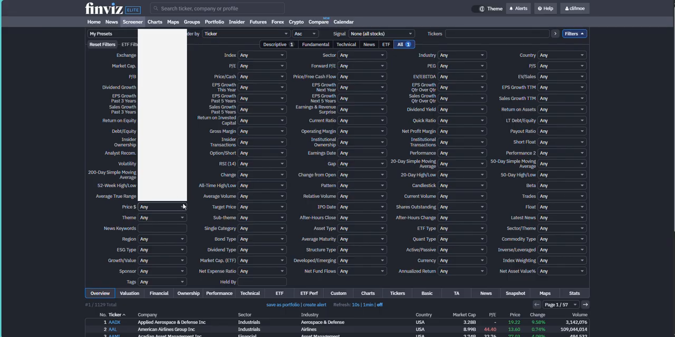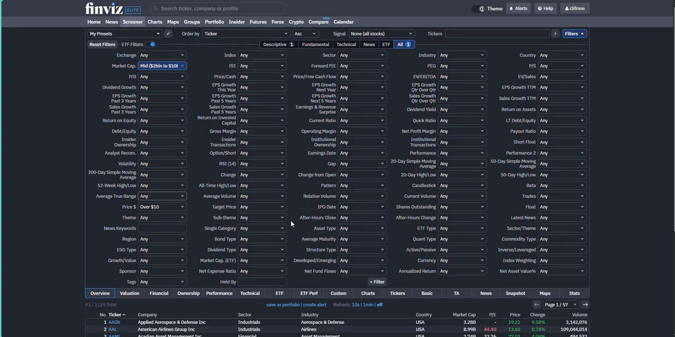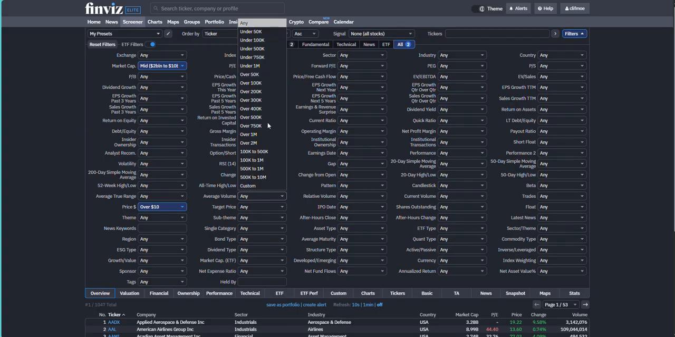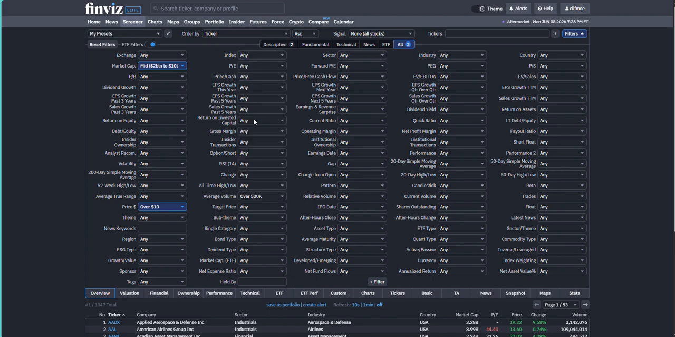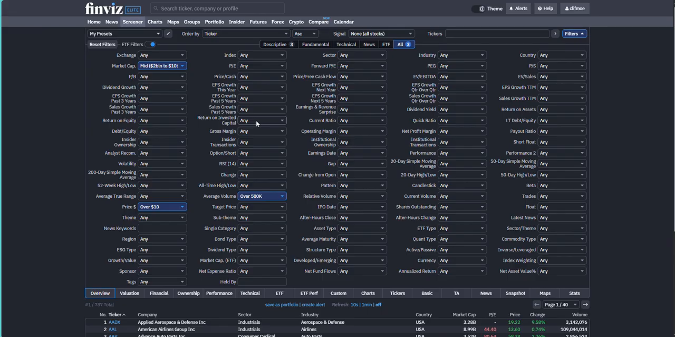Price. Over 10. Average volume. Over 500K. You always want things that are higher in volume because the lower volume is going to take longer to get there with options. So you want to stick with things that move, unless you're doing long-term swings or LEAPS, different story, but I still suggest anything with higher volume.